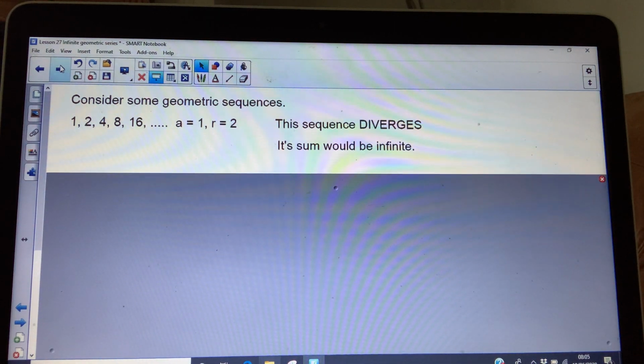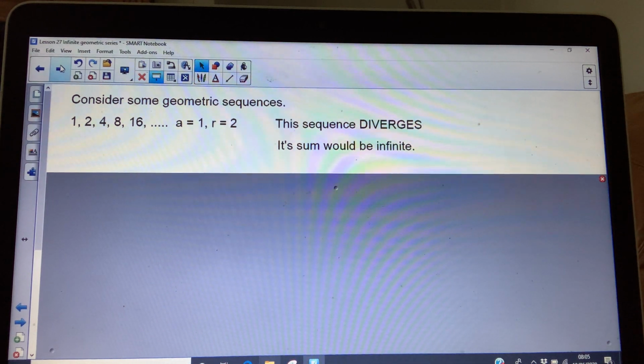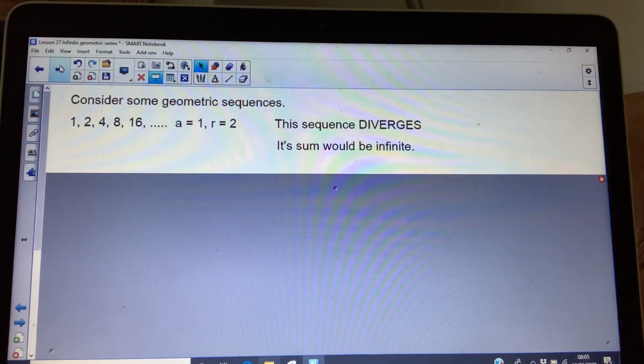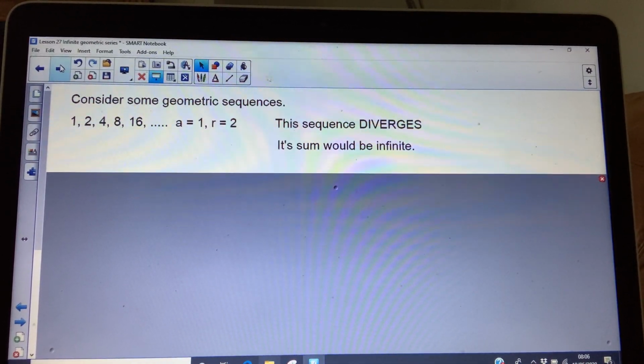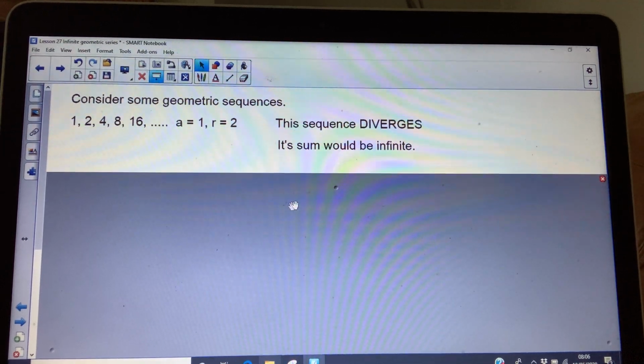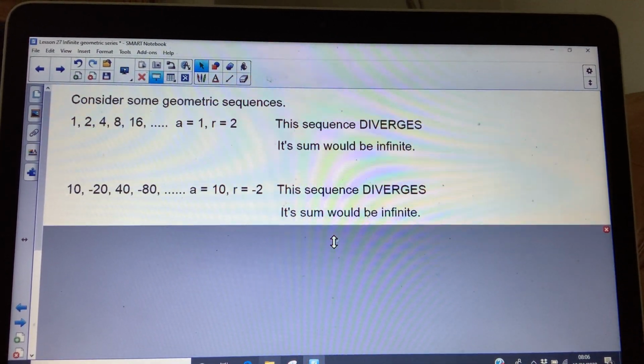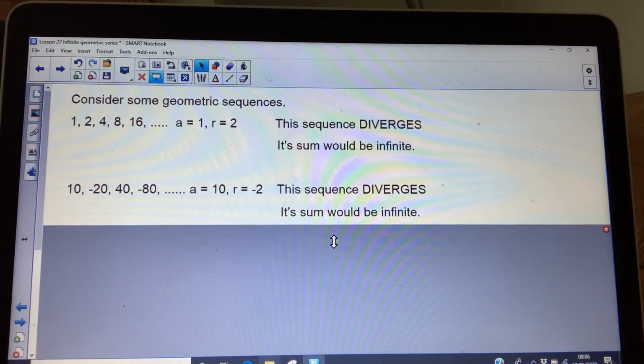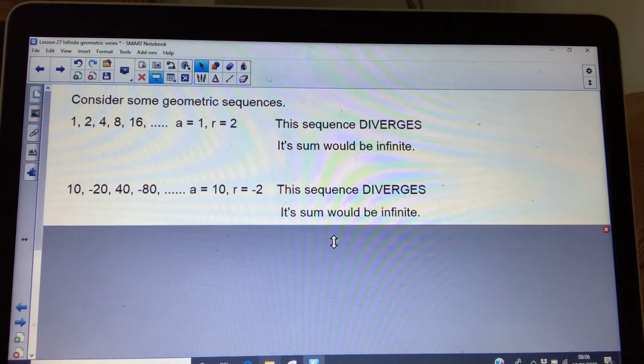Let's consider some geometric sequences. Here's a really nice one. First term 1, common ratio 2. You can see that this sequence is diverging. It's just going to get bigger and bigger and bigger. So the sum of its terms would be positive infinity. You can't find it, it's no good. Let's look at this next one. First term 10, common ratio -2. And you can see, although it's alternating signs, it again is diverging. You can't find the sum of this to an infinite number of terms.